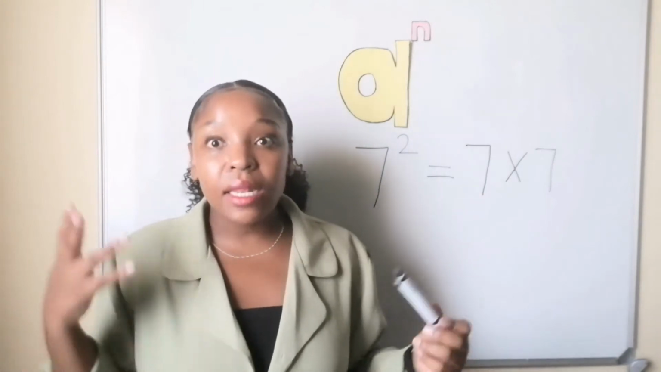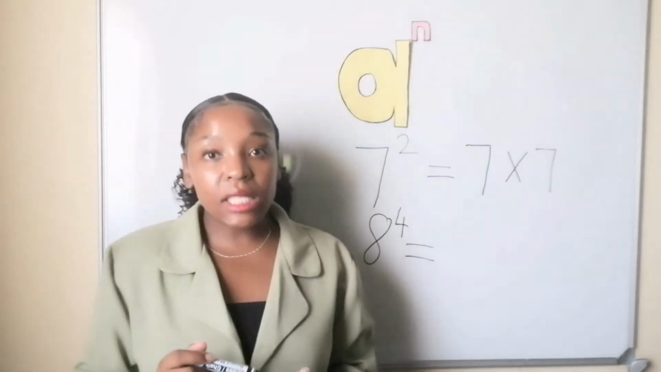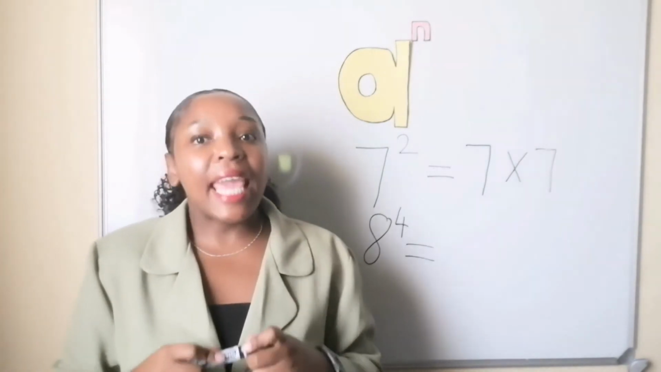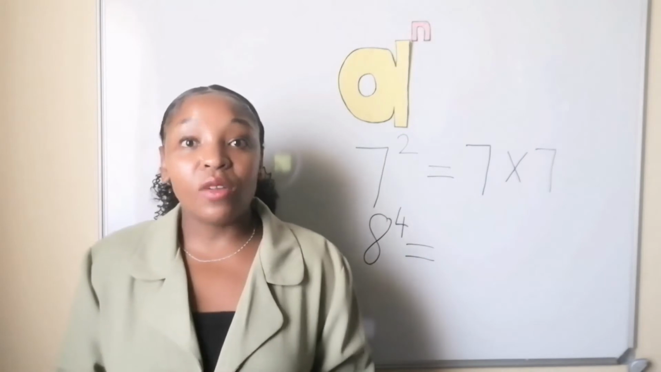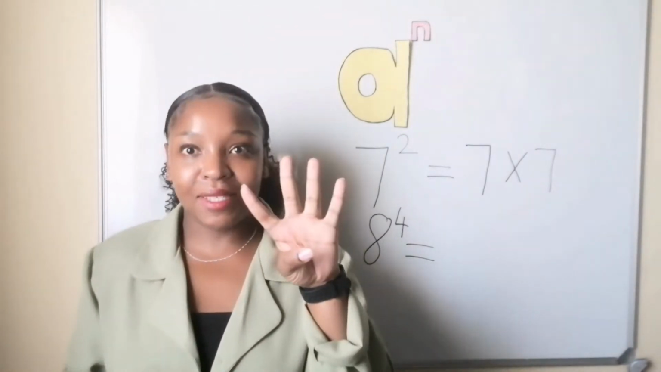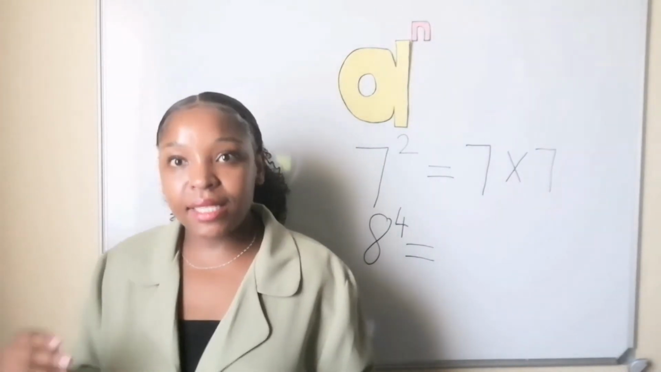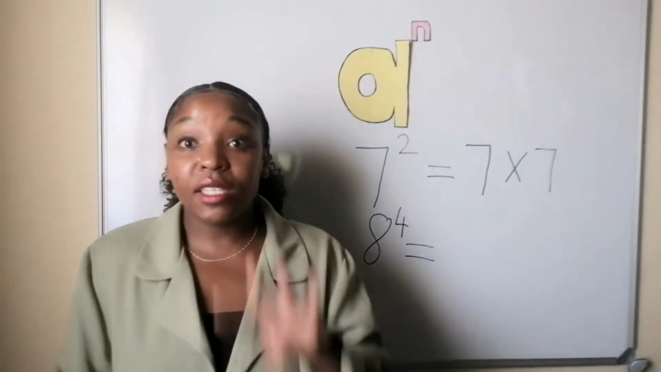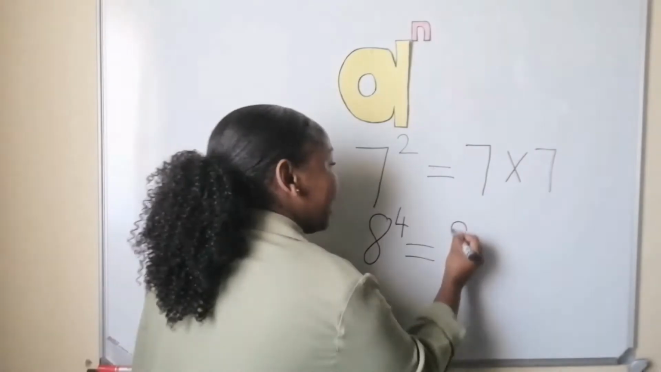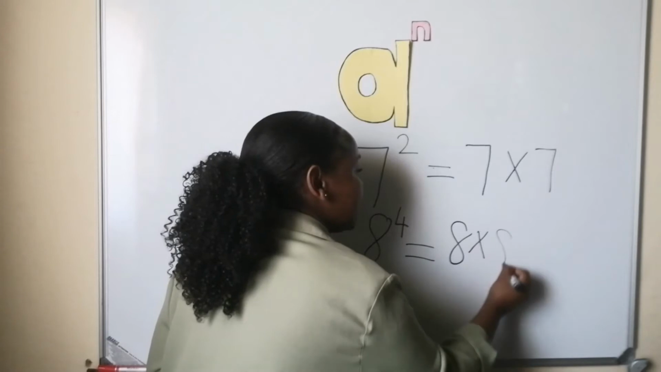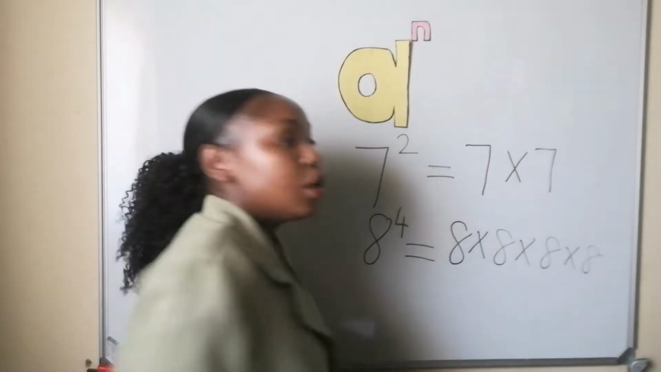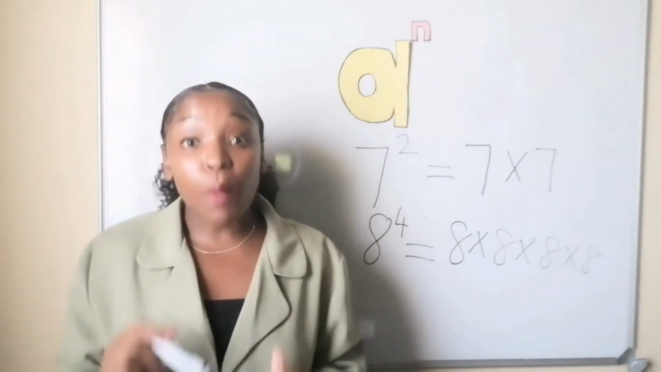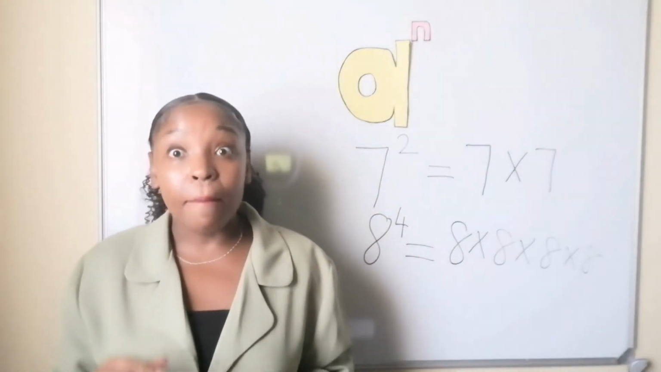Let me give you guys another example. 8 to the power of 4. The exponent 4 means that we need to write out 8 4 times. So it's 8 times 8 times 8 times 8. So that's what an exponent of a number means.